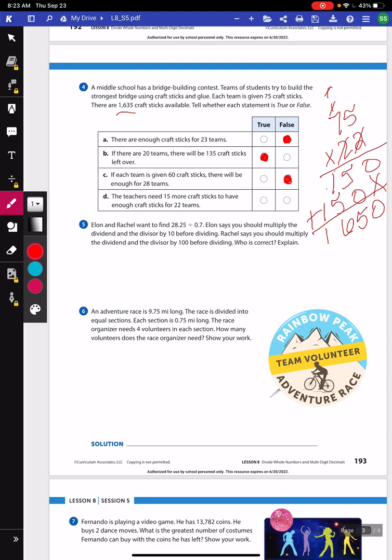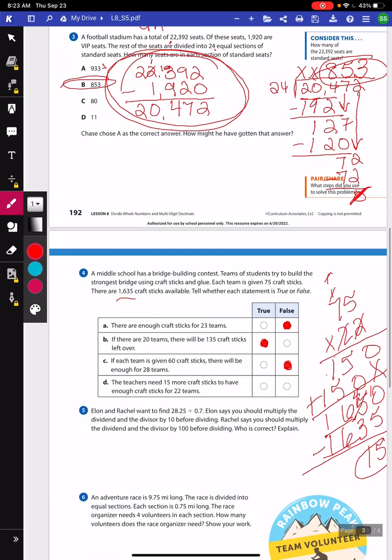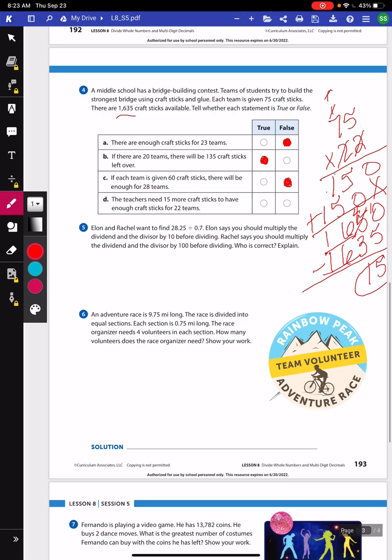So if I take 1,635 and I subtract that from 1,650, let's do that. 0 minus 5, can't do it, so I've got to go next door. My 5 becomes 4, my 0 becomes 10. 10 minus 5 is 5, 4 minus 3 is 1, and 16 minus 16 is going to give me 0. So I need 15 more sticks. So that would be true.